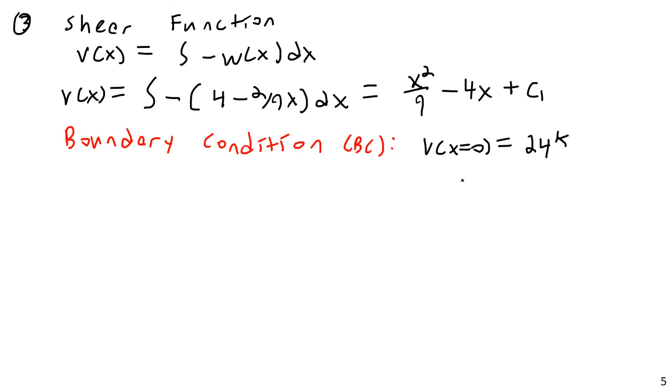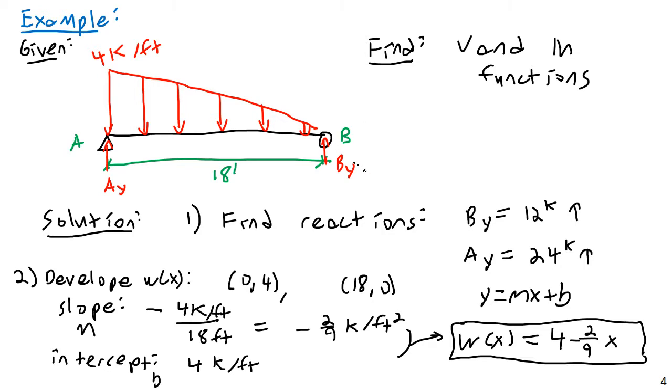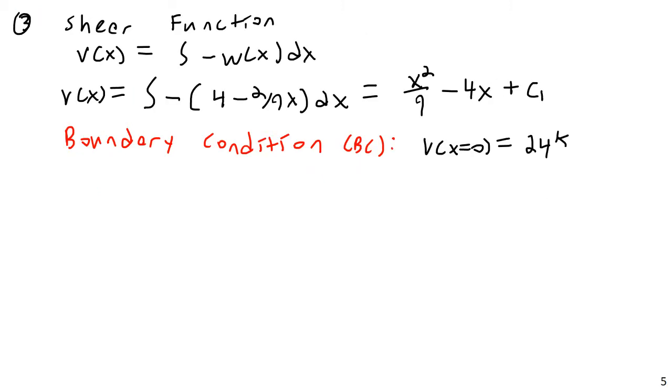So we could also use V at x equals 18 is equal to negative 12, I should say. So we could either use V at x equals 0 is 24, or V at x equals 18 is equal to negative 12. Either one of those would work, but one of them is certainly more convenient. We have a polynomial, so I'm going to take the easy way out and go with x equals 0, because this term and this term will drop away, and I am nothing if not incredibly lazy. So V at 0 is equal to 0 minus 0 plus C1, and that is equal to 24 kips. And that leads us to C1 is equal to 24 kips.